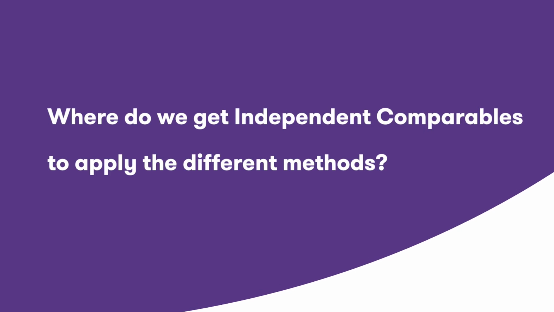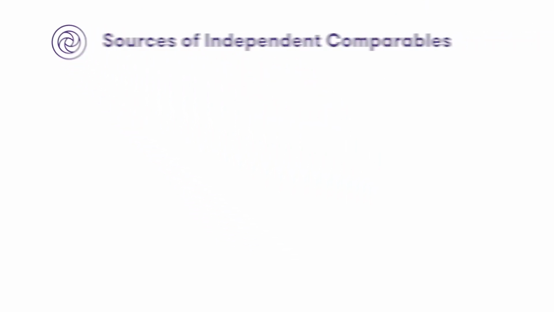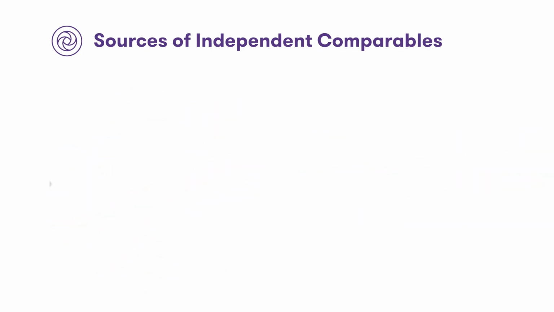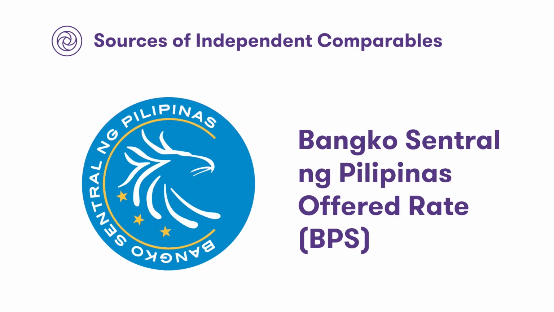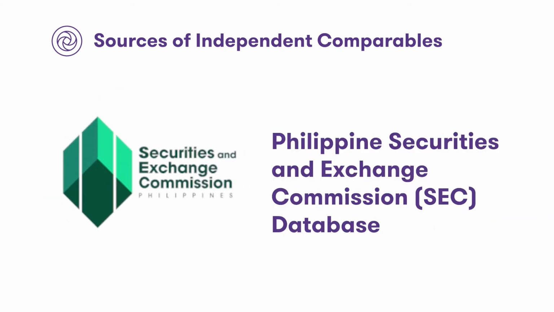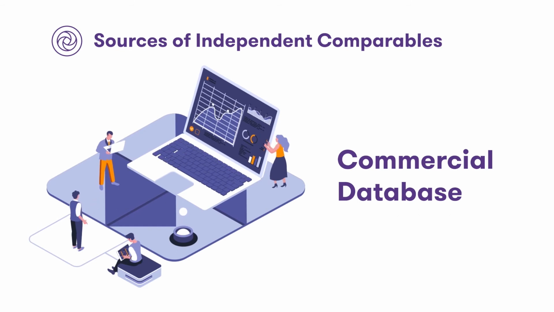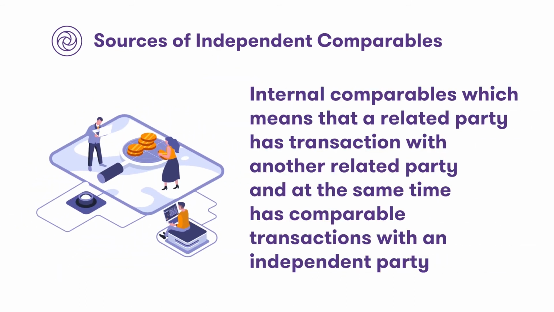Where do we get independent comparables to apply different methods? The following are the sources of independent comparables: market price of commodity products, Bangko Sentral ng Pilipinas offered rate, Philippine Securities and Exchange Commission database, commercial database, internal comparables, which means that a related party has transaction with another related party and at the same time has comparable transactions with an independent party.